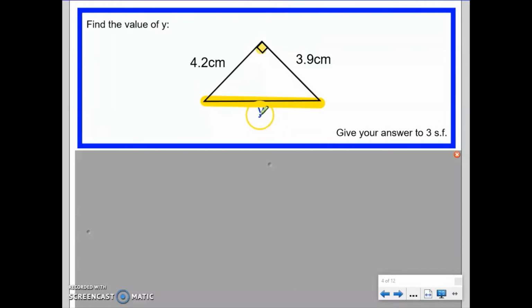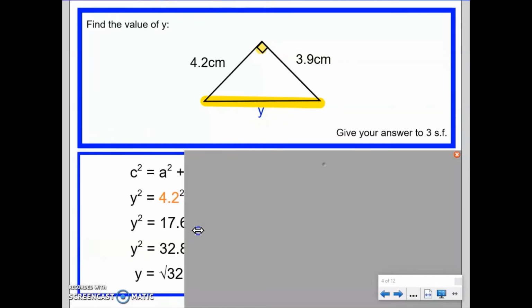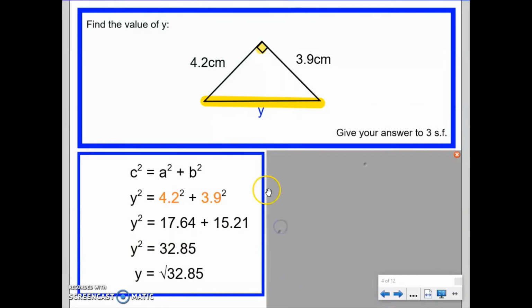So this is going to be my C value, and my shorter sides will be A and B. I always start the question the same. C squared equals A squared plus B squared. Y is my C value. This shorter length here of 4.2 is my A value. So I've substituted in 4.2. And my B value is 3.9, which I've substituted in there. Remember, when you're labeling A and B, that does not really matter. What's essential, though, is that your hypotenuse is labeled C.